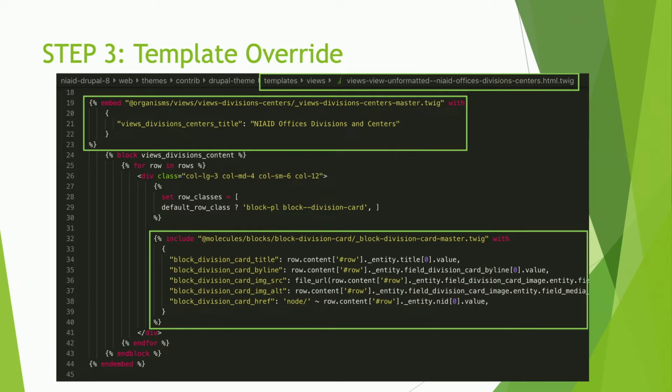And within that block, like I referred before, we're now ready, instead of dummy data, to get data from Drupal and pass that into our title, block, division card, title, byline, image, source, all. And then at the end product, we'll have the same view in Pattern Lab, and we have the same in the Drupal site.